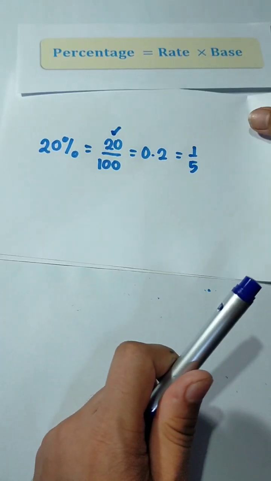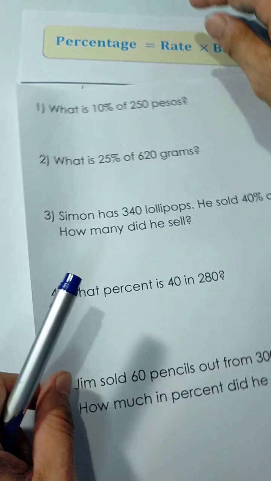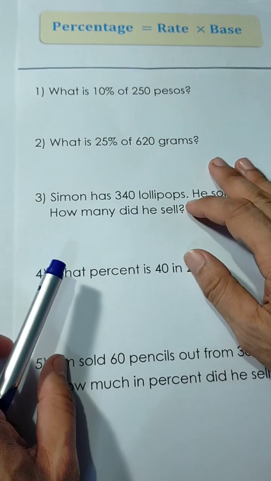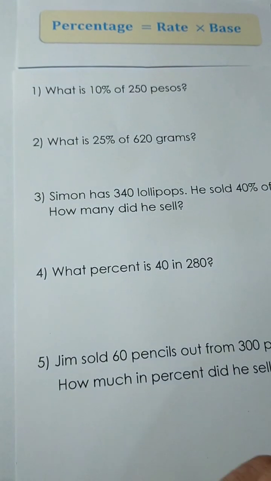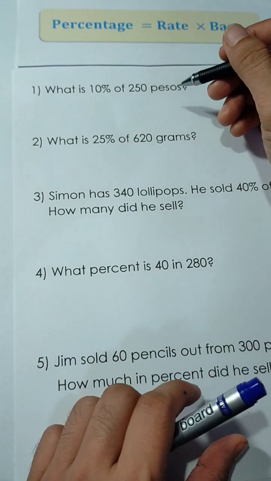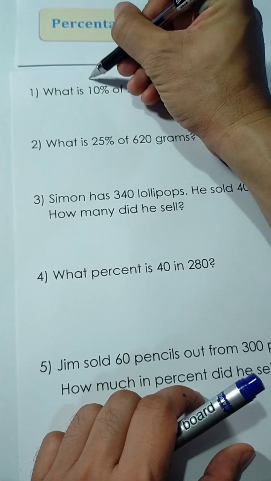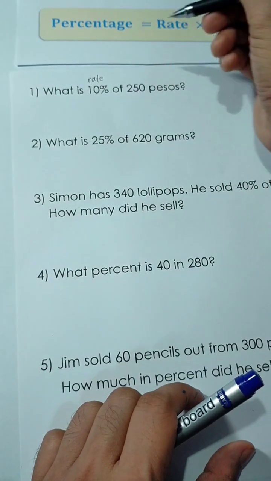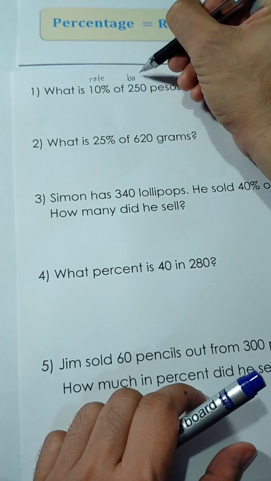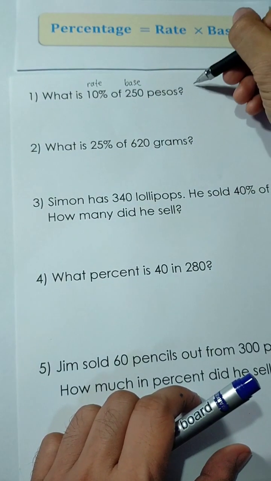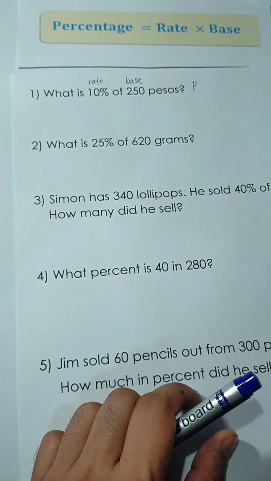Okay, let's apply our formula to some problems here. All right, what is 10% of 250 pesos? Let's identify the given values first. 10% is the rate. The 250 pesos is the base. So in this problem, we're going to find the percentage. Let's denote that as P.